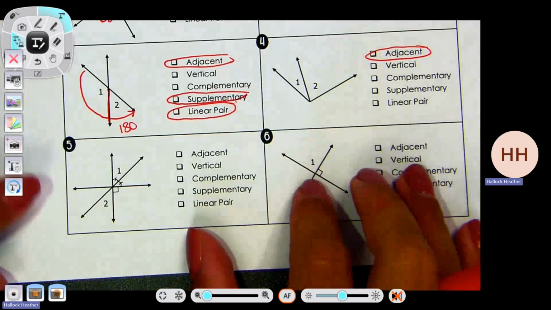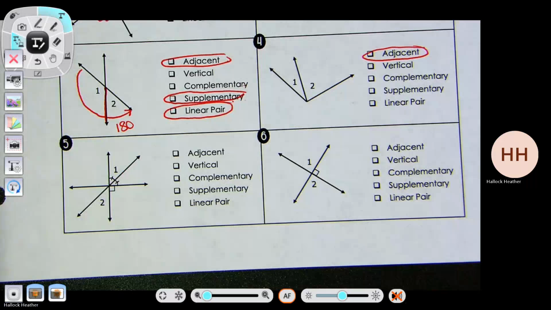That's it. So question 5. If I'm looking at 1 and 2, what kind of angles are those?